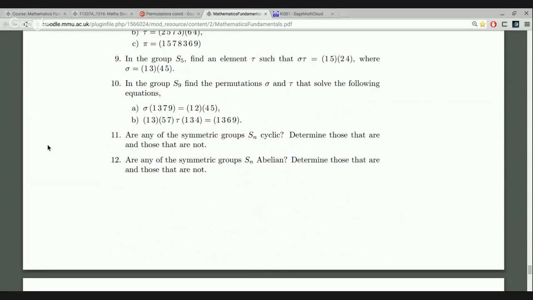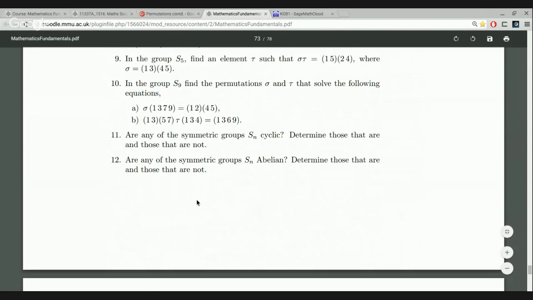Question 12: are any of the symmetric groups abelian? What's an abelian group? Remember, an abelian group is where the operation on the group is always commutative. So in products in the group, you can always change the order of the pair of elements and you get the same answer. So ask yourself, are any of these groups Sn abelian?